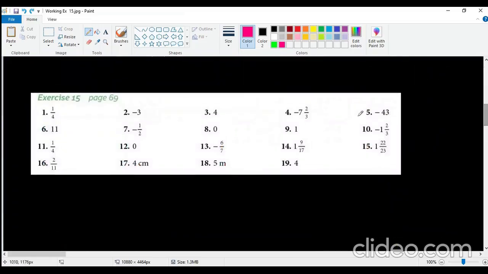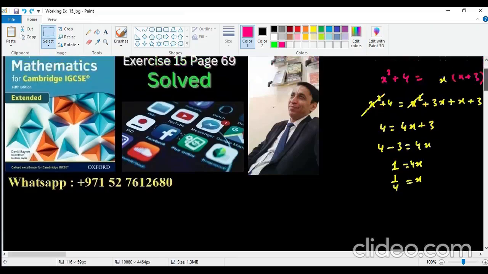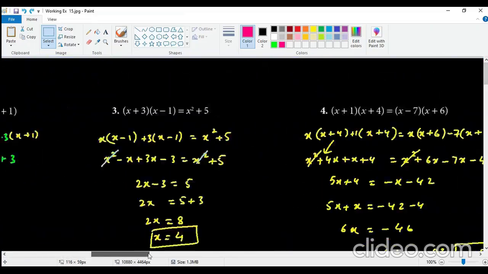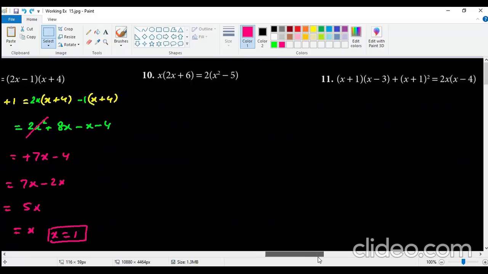I'll just take this guy over there. For question number 10, 1 whole minus 2 over 3, I keep as a reference for this question. This should be the answer.